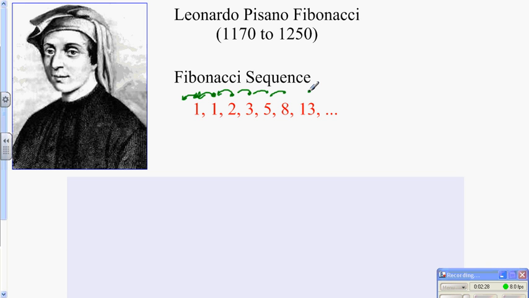So, with that algorithm, the next one would be 13 plus 8, so 21. And you would continue that algorithm.